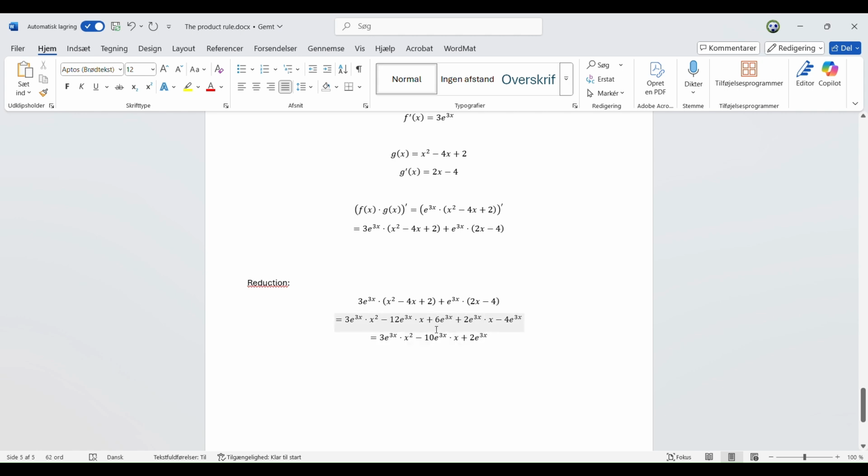And we've got times x here, so that will be this result down here, and we've got 6 times e raised to the power 3x and minus 4 times e raised to the power 3x. That would yield us plus 6 minus 4, that would yield plus 2 times e raised to the power 3x. So that would be our result down here if we wanted to reduce this expression even more.